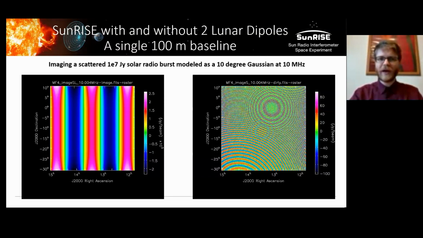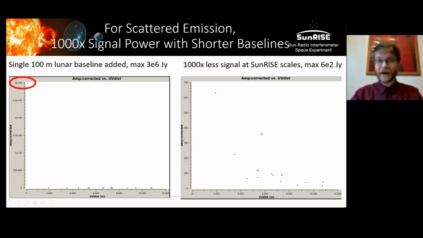So on the left, we're taking a single baseline from 100 meters of 2 antennas on the lunar surface combined with SunRISE observations. And then on the right is SunRISE observations alone, where you see very little signal, about 1,000 times less signal with the SunRISE baselines that are much longer because of their orbiting characteristics and collision concerns.